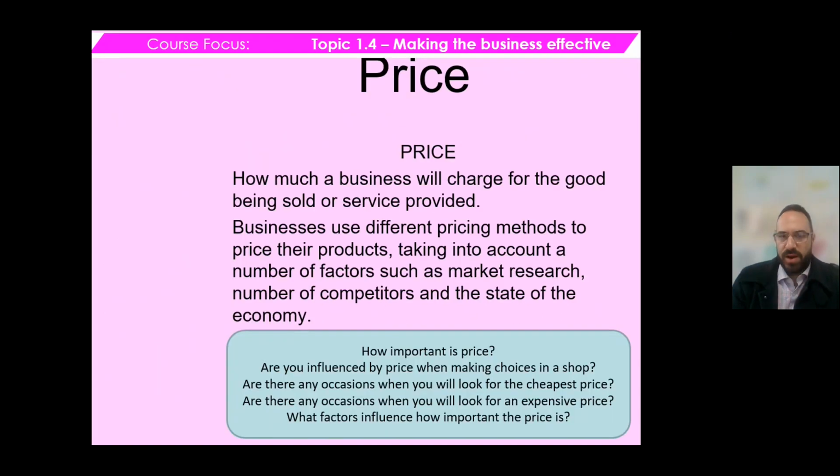So quickly, price is how much a business will charge for their good being sold or service provided. When you're thinking of price for your target market, you're thinking about how much your target market can afford. If I'm producing an item and I want to sell it to people in high school, most high school students don't have part-time jobs, they don't have their own money, but they are often relying on their parents or carers to pay for the goods. So generally things need to be far more price conscious because they don't have a lot of their own money.